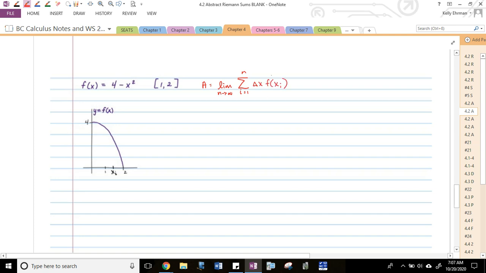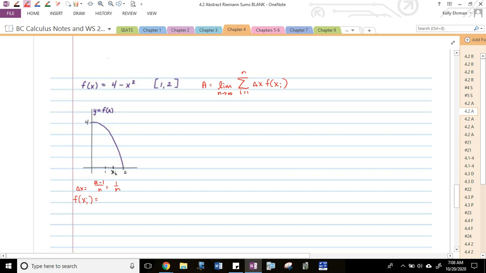I always like to start here so that I can give myself the same steps over and over. First, find delta x. We're on the interval of 1 to 2, so 2 minus 1 over n is, again, 1 over n. That's often what delta x is, but not always. We might as well also find f of x sub i. Remember, this will always be plugging into your function.